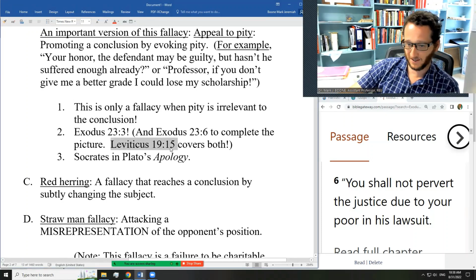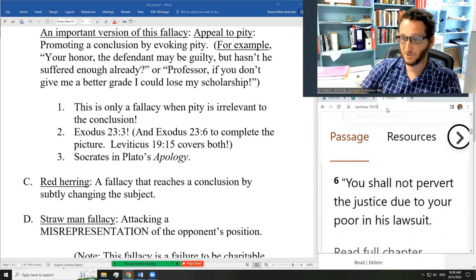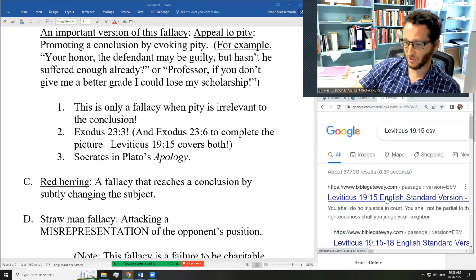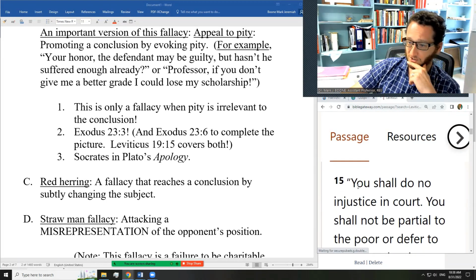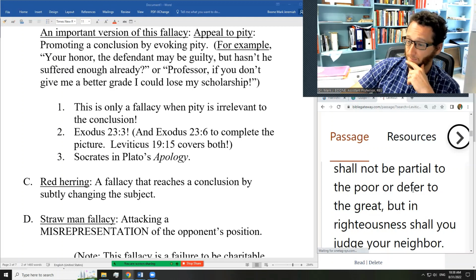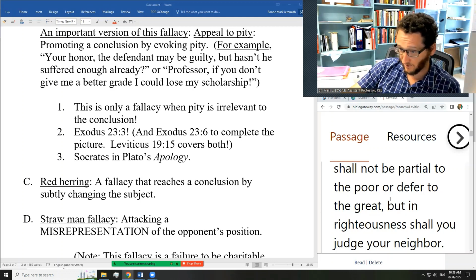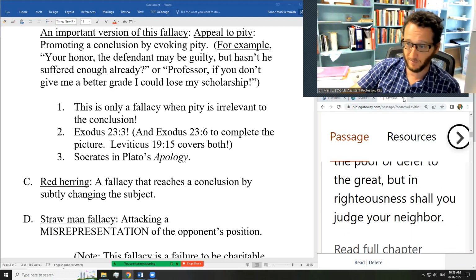Leviticus 19:15 is a nice verse, which according to my notes will cover both aspects of this neutral justice principle. So let's see what it says. ESV translation, you shall do no injustice in court. You shall not be partial to the poor or defer to the great, but in righteousness shall you judge your neighbor. So there you go.